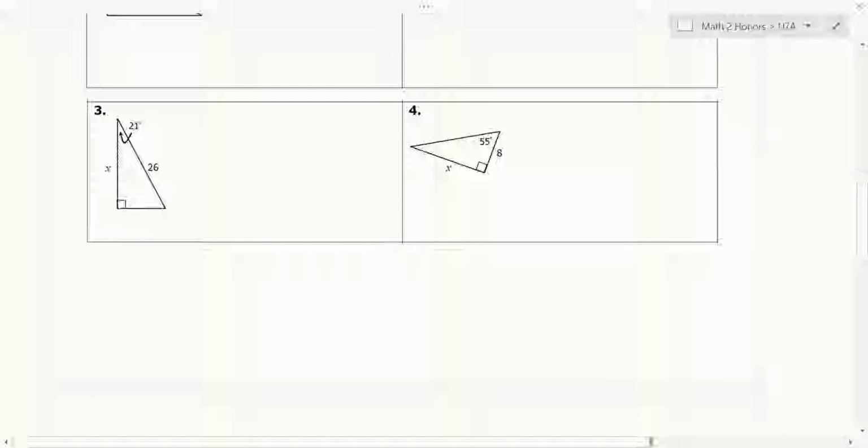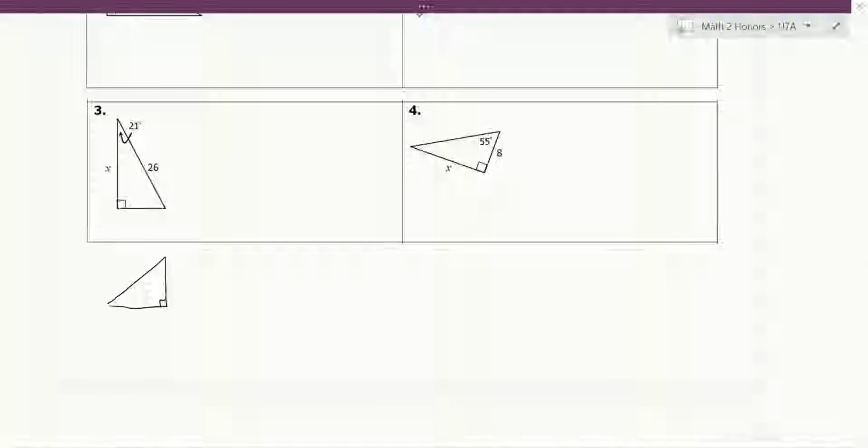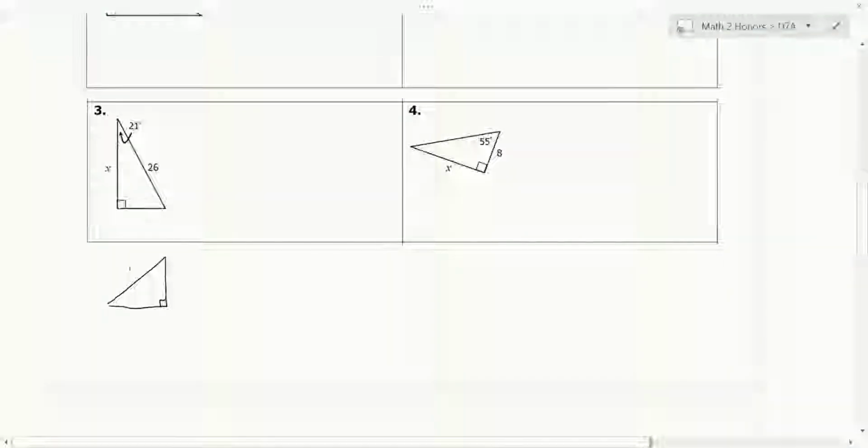So first of all, if you have a right triangle, so it's got to be a right triangle, and the hypotenuse has to be 1. Okay. And then if we know another angle inside here, let's just make one up. Let's say this angle here is 20 degrees.